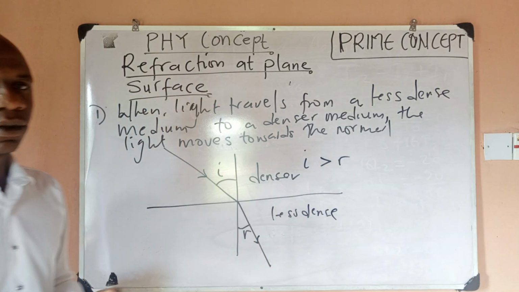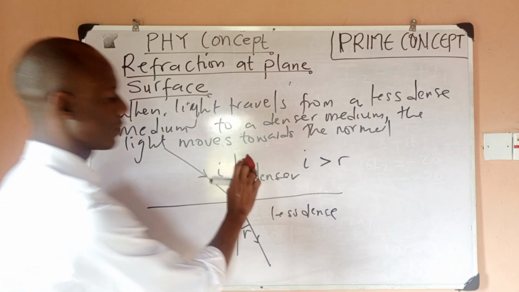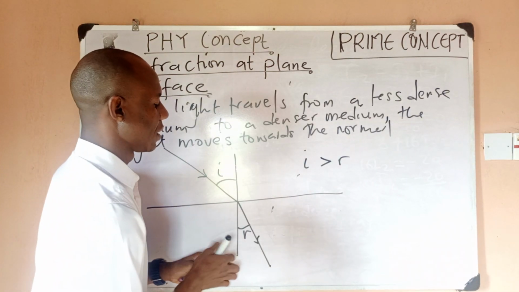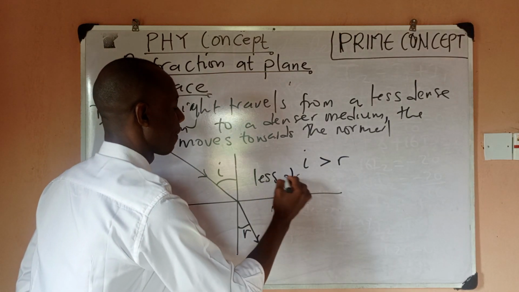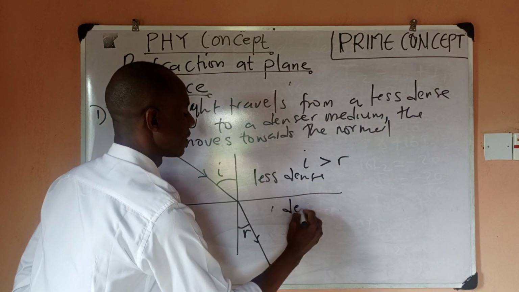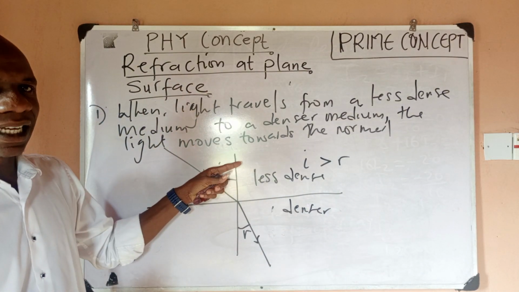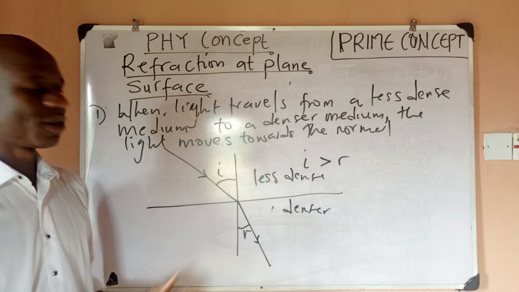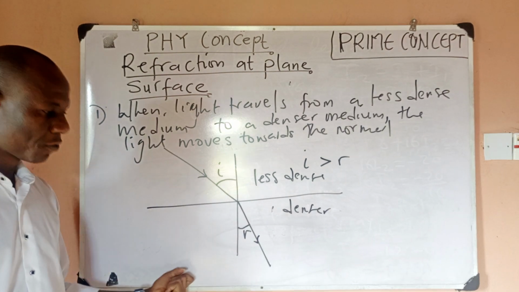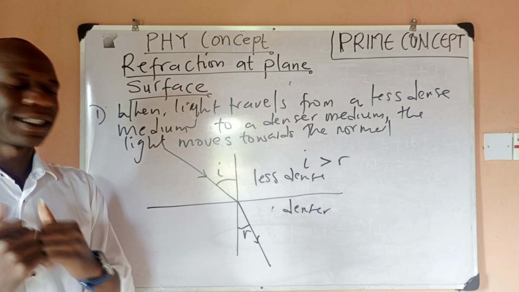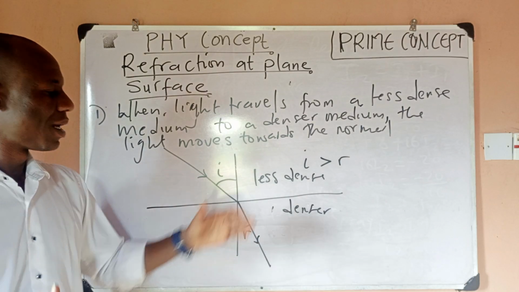So when light travels from a less dense medium to a denser medium, the refracted ray tends to move towards your normal. What is an example of this pair of media?